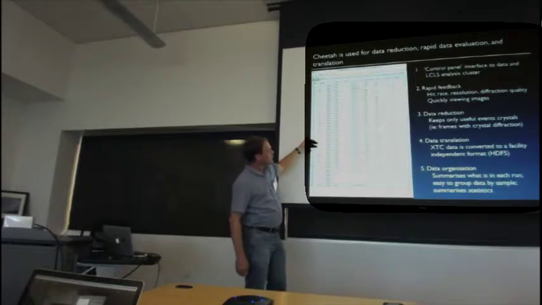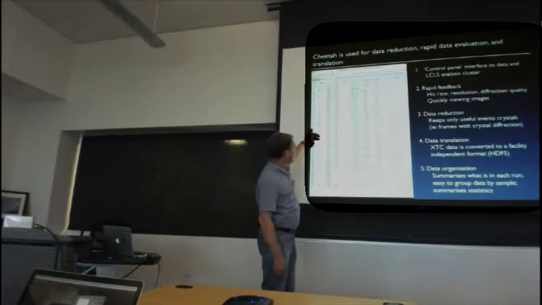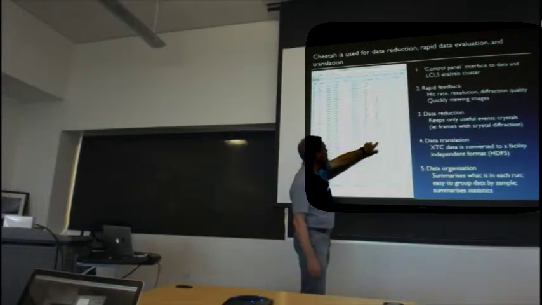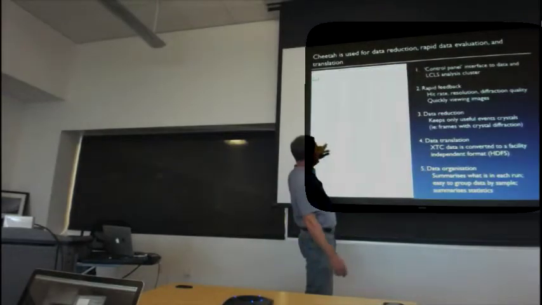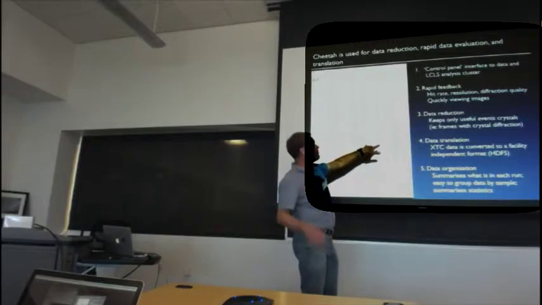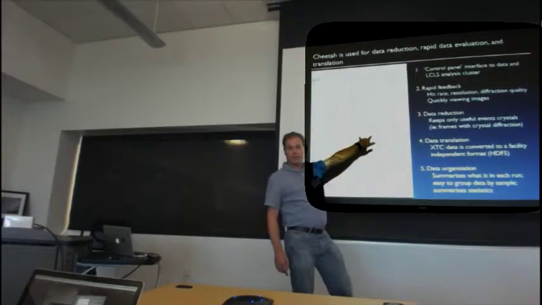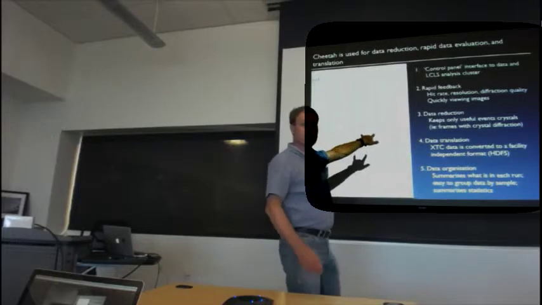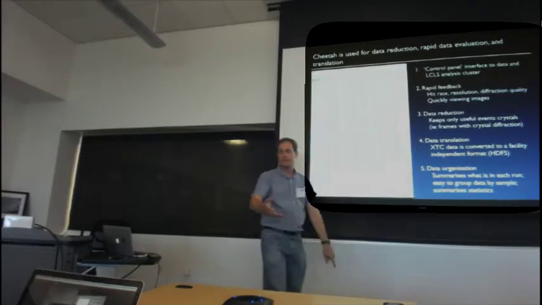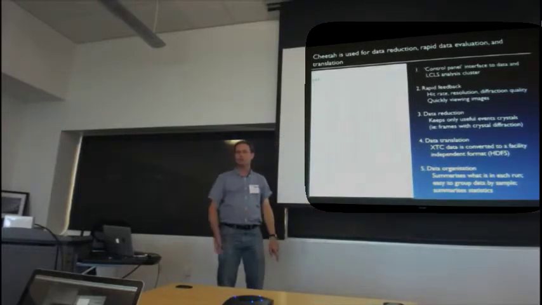You can provide here in a tabular form how many are processed, how many hits were found, and the rough hit rate for each run, just as a simple way of summarising things. It does the data reduction, so it only keeps the frames that have crystal diffraction in it. It translates it into a facility-independent HDF5 format. So Tom, thankfully, doesn't have to deal with XTC formats. He just has to deal with the HDF5 format, which is a portable library.